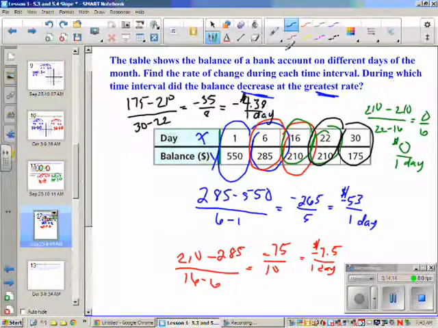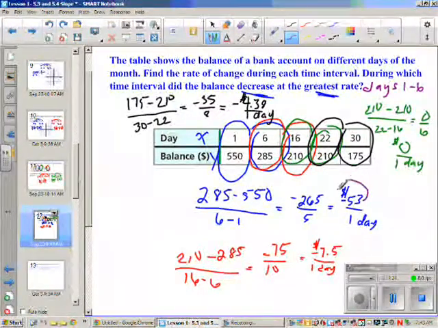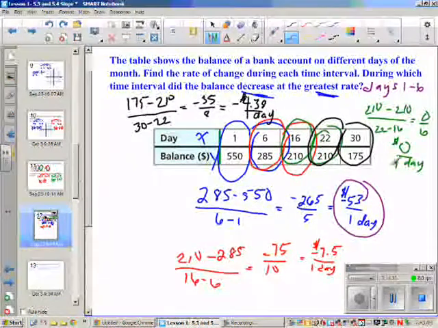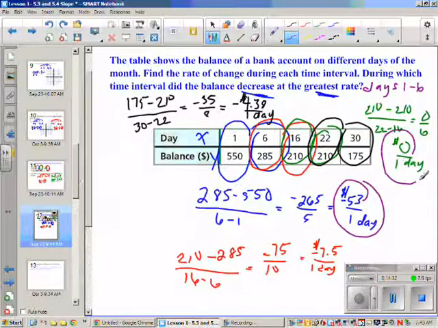So if we go back to the original question that asked us, during which time interval did it decrease at the greatest rate? That would be from days 1 to 6, because that was the biggest one of $53 per day. If they asked us which one was the smallest, it would be days 16 and 22, because they spent $0 per 1 day.